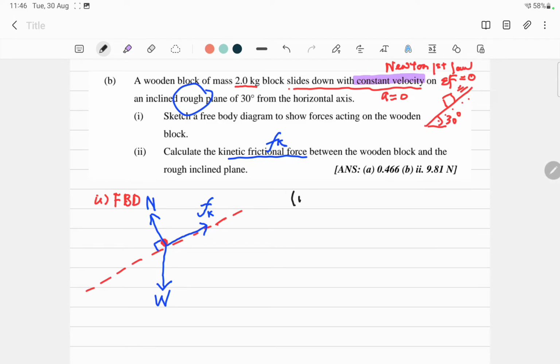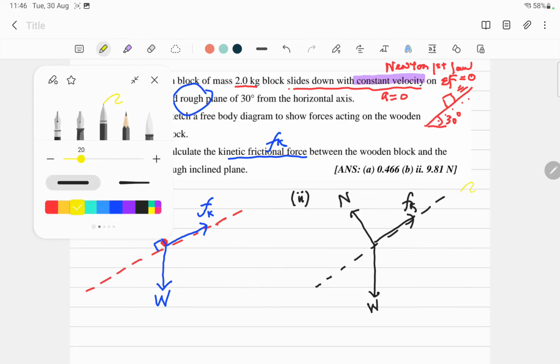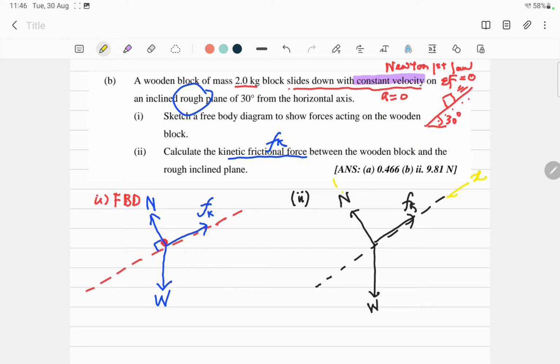But class, because the FBD is our answer for question 1, it is not suitable to do the resolving directly on it. So we redraw the picture for resolving. So normal, Fk, then we have weight. We put our axes. This is my x-axis, this is my y-axis. So the angle should be here, 30 degrees.